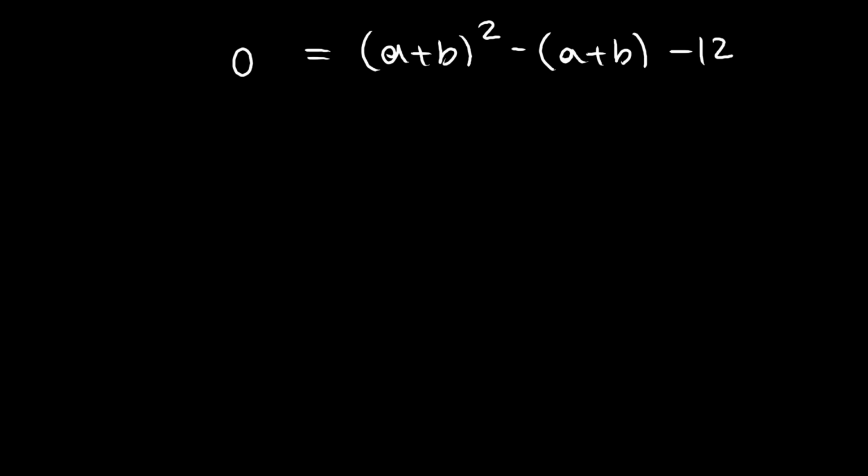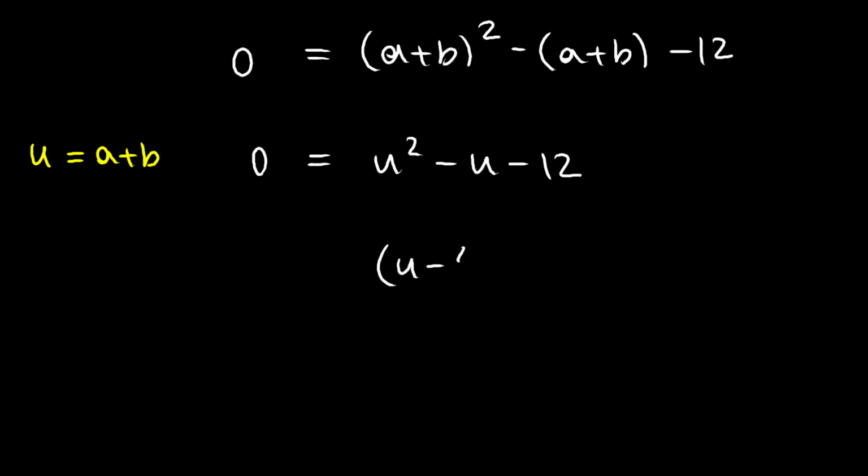Next, let's go ahead and use another substitution. And let's go ahead and say that u equals a plus b. So we have 0 equals u squared minus u minus 12. So we have a quadratic equation. In order to solve this, let's go ahead and factor the right-hand side. It can be factored as u minus 4 times u plus 3, and the product is equal to 0.